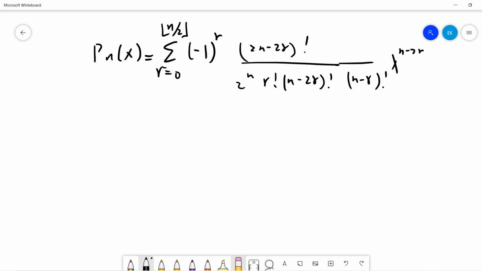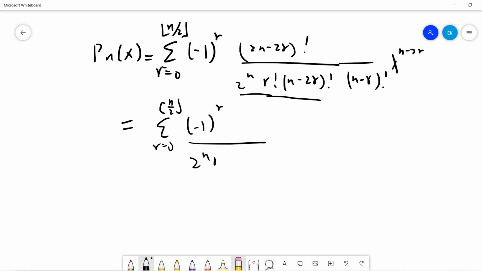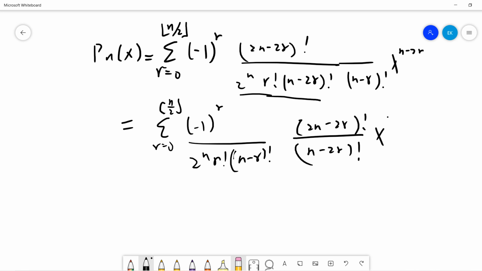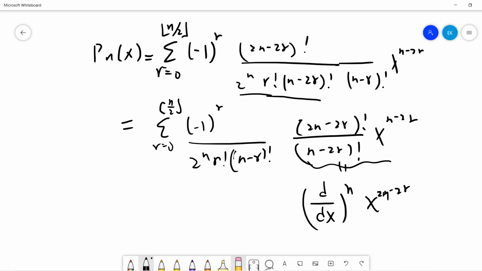Okay, and the next thing is that one can easily see that if you prepare all of it and preserve these terms, it's a minus 1 to the r term, and the remaining is (2n minus 2r) factorial x to the n minus 2r. These terms can be written as d^n divided by dx^n of x^(2n minus 2r), and the reason is that it will produce this coefficient.